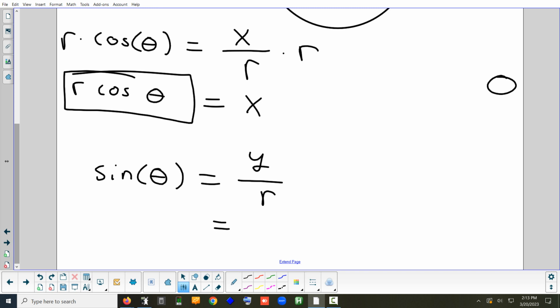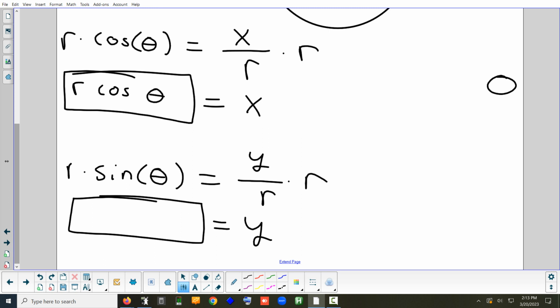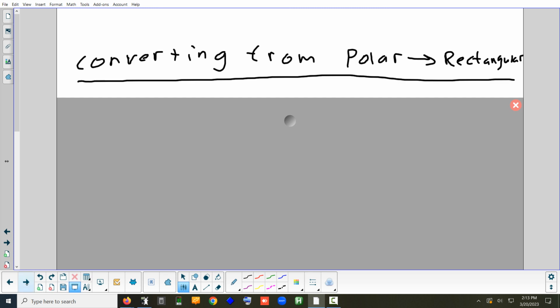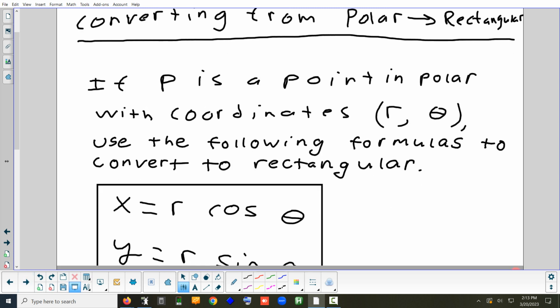Yep. Again, the goal is to write a coordinate, so we need a formula for the y value. What's going to go in that box? R, multiply each side by r, and you're going to get r sine theta. This is the formula to convert a polar coordinate into the y value. So you need two formulas. One for the x, one for the y. And I think I wrote that same thing right here.